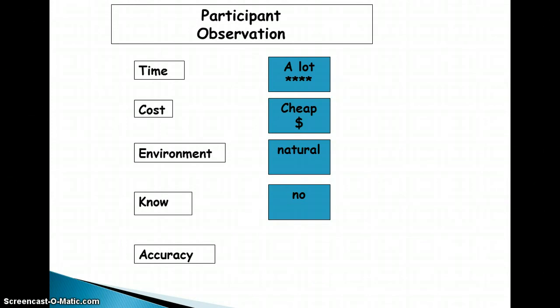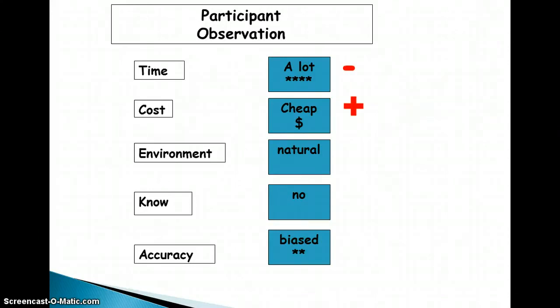So instead of them acting better or worse because they know they're part of your research, they're going to act normal. Accuracy, well, since you're part of this group, you tend to have a slanted or biased opinion of what normal, quote unquote, normal is. And so that makes it accurate, but a little less accurate than maybe some of the other methods, so I gave it a 2-star.